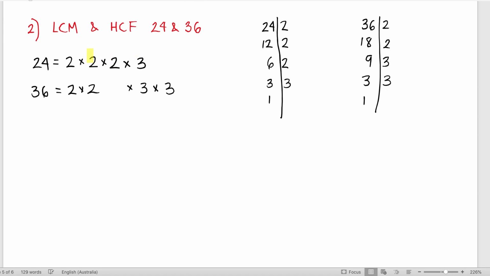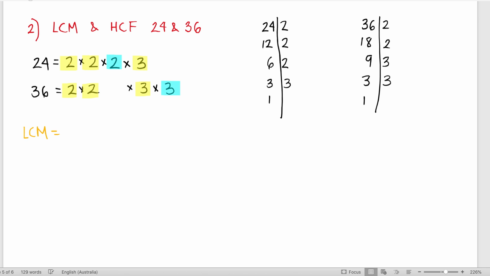So then I'm going to highlight the ones that are common. This 2 is common with this one, and this 2 is common with this one, and this 3 is common with this one. And the ones that are not common, this 2 is not common, and this 3 is not common. Beautiful. So to find our lowest common multiple, let's remember what we have to do.